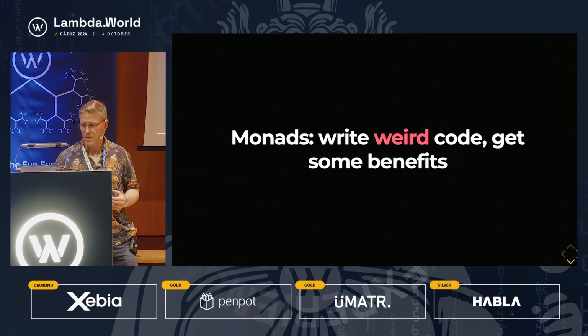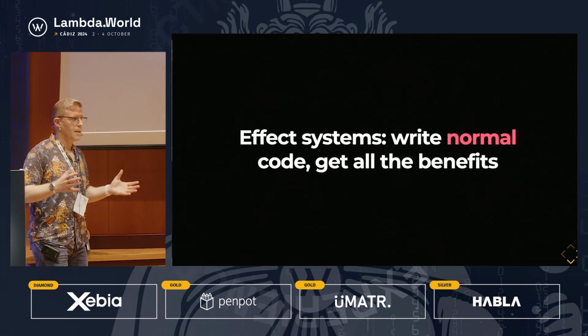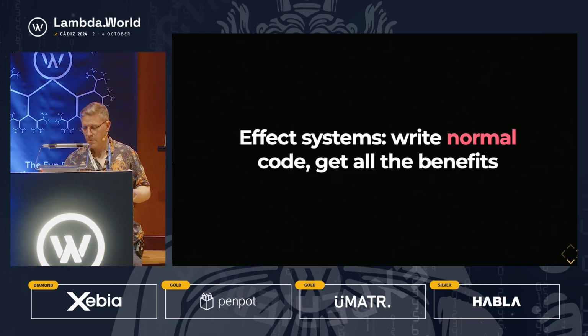So monads, weird code, get some benefits. Effect systems, write normal code, get all of the benefits. To me, it's pretty straightforward.